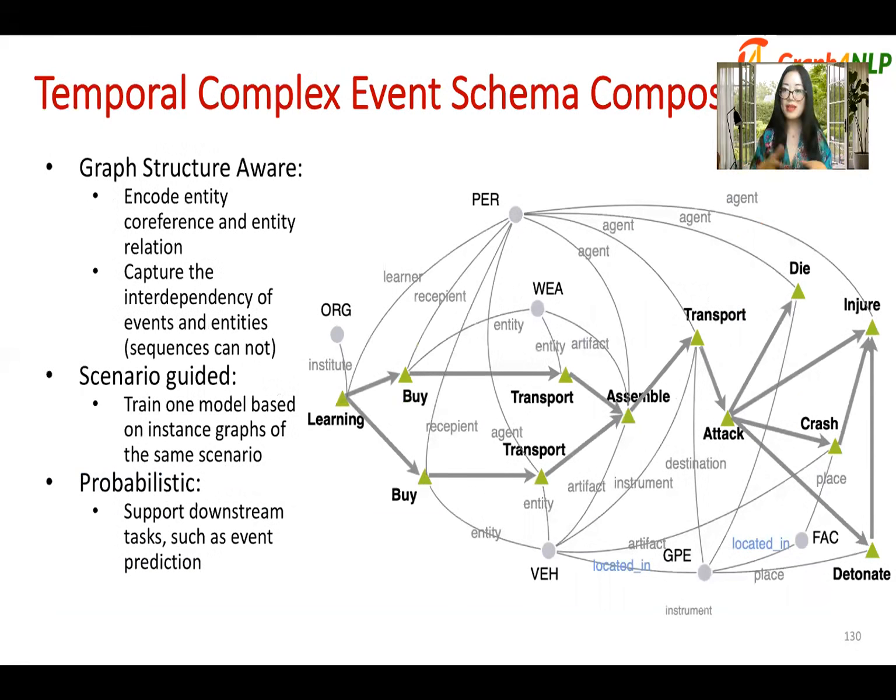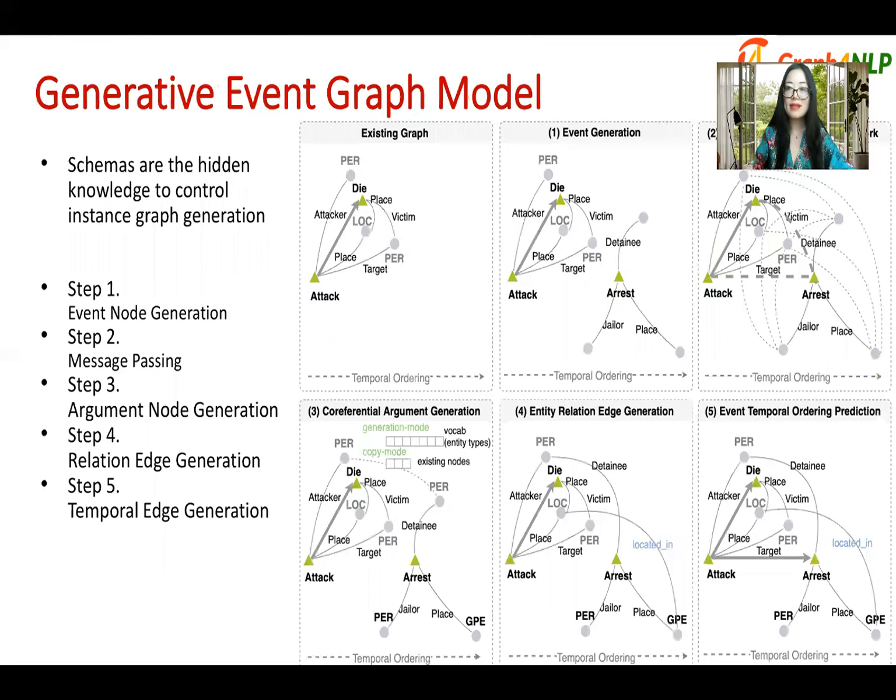How about we extend this to the whole scenario? For example, after a person learned how to assemble a bomb, they can go ahead to purchase some materials, and then they can make the bomb, and then maybe they place a bomb, and then they will be arrested, and there are some investigation events. Maybe there are some die and injury events following that. So the idea is that we can use the graph generation model, as we described in the previous sessions, to generate a graph and predict future events.